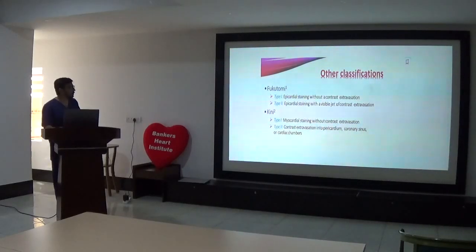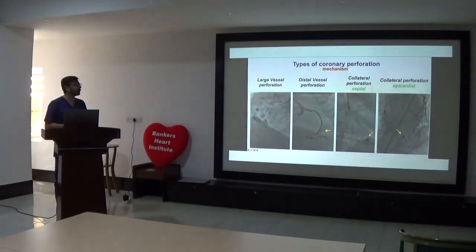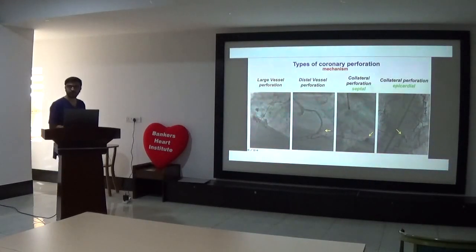And Kinney type 1 is myocardial staining without extravasation, and type 2 is extravasation into the pericardial sinus or cardiac chamber. So these are the types of coronary perforation that we have to look for: either large vessel involvement from the proximal segment, mid segment, or distal vessel perforation, the distal branch, collateral, the septal collateral, and epicardial collateral.